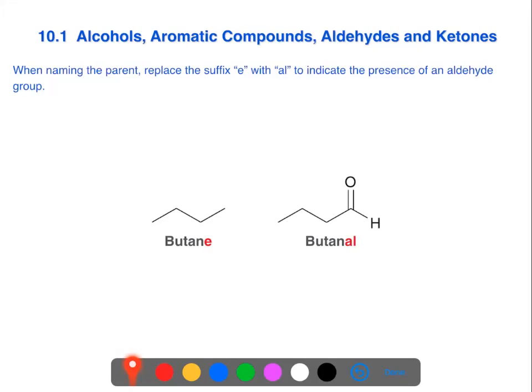When naming the parent, replace the suffix E with AL, and this will indicate the presence of this functional group. Also note that because this functional group will always be at the end of a parent chain, we will always assign the first carbon of an aldehyde to that carbonyl carbon. So if we're naming a structure as an aldehyde, carbon 1 will always be this position. And so any other substituent off that parent, whether it's a double bond, a halogen, a hydroxyl group, that will all be with respect to that carbon.